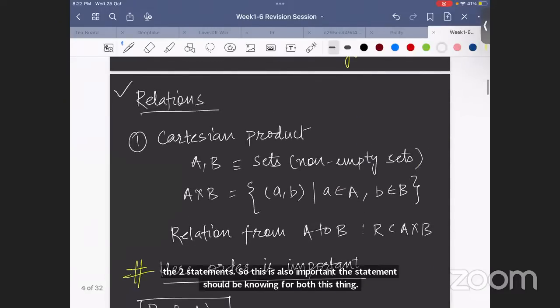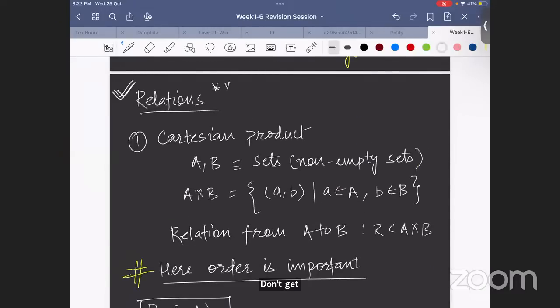Now come to the relation part. This is the most important portion of this week, and you'll be getting some 2-3 questions from the relation itself.